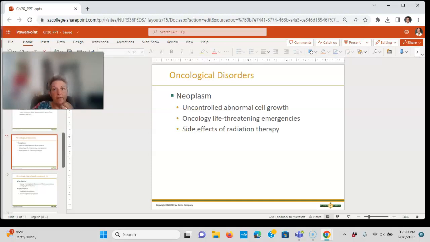Some of the life-threatening emergencies: tumor lysis syndrome, where the destruction of tumor cells releases uric acid, potassium, phosphate, and calcium. Septic shock from overwhelming infection. Hyperleukocytosis and intracranial pressure with brain tumors.